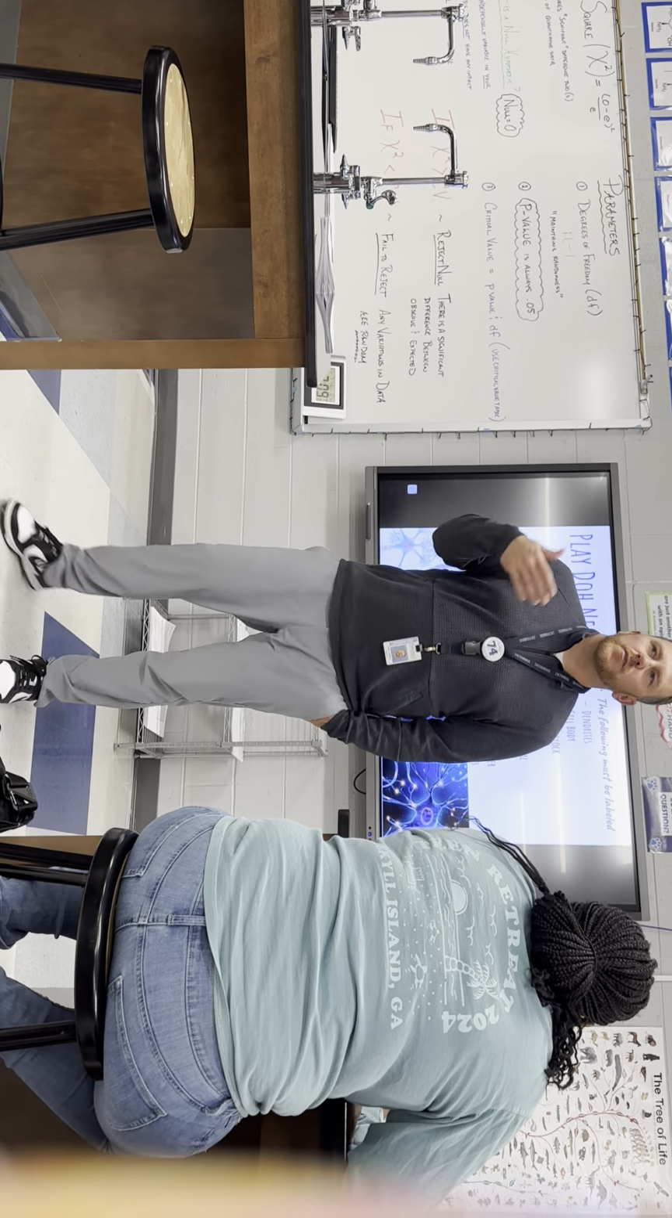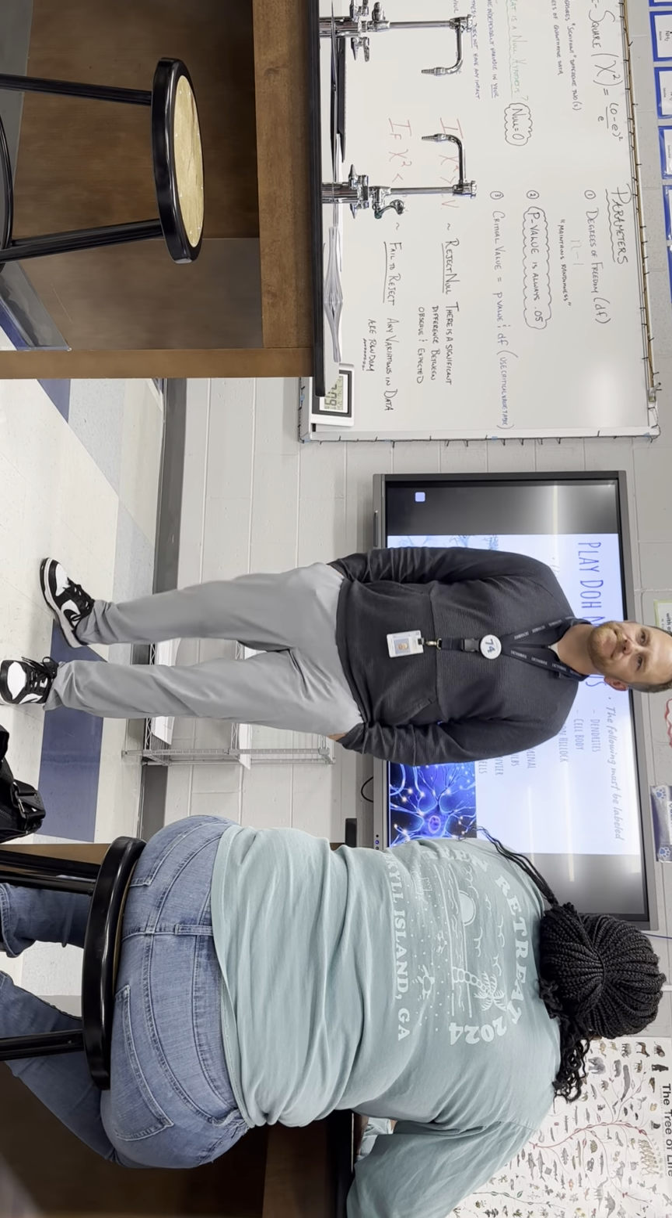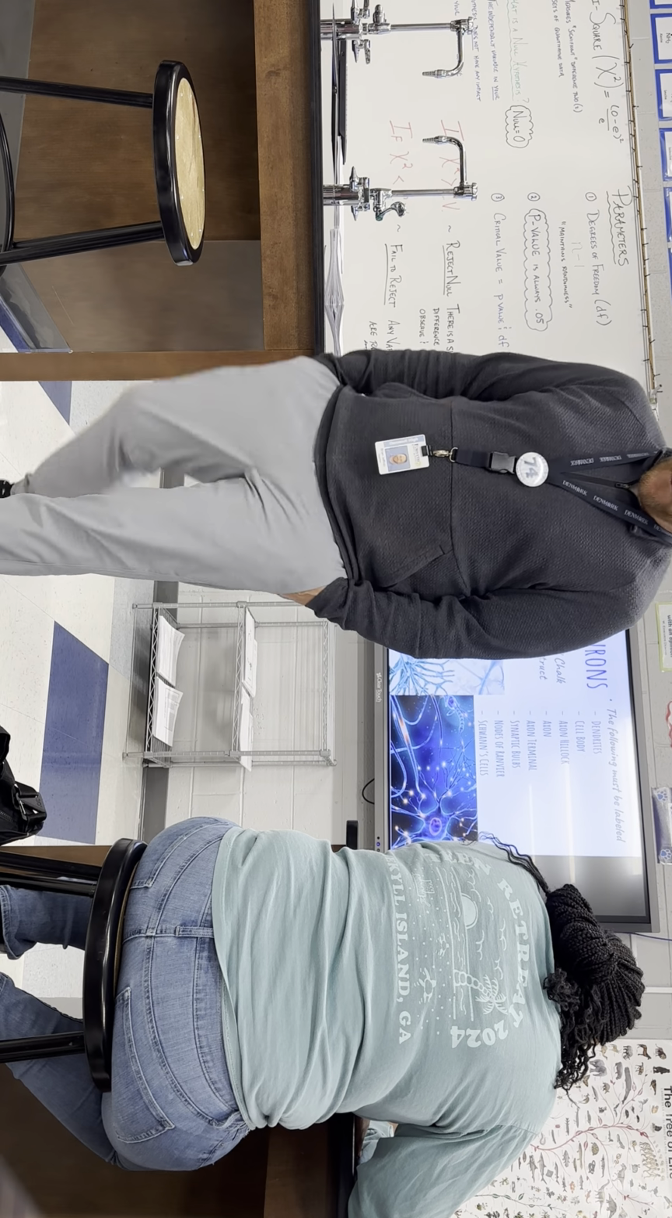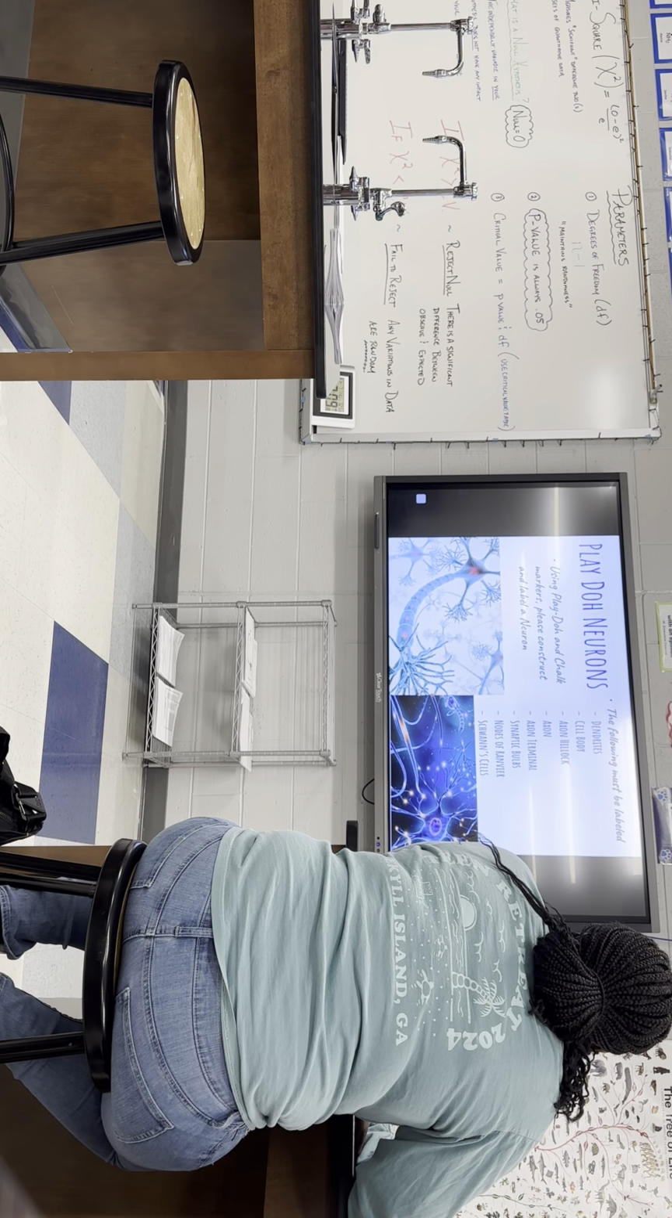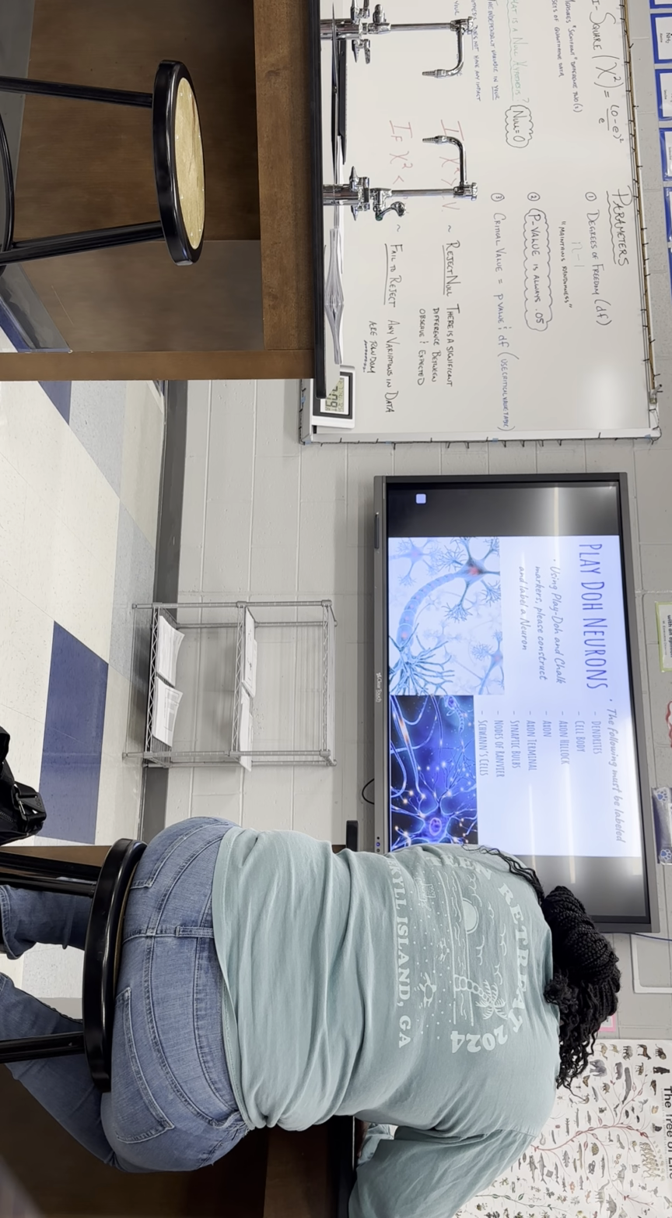So, which area within the entire neuron is where you will see the sodium-potassium pump being activated? So what area or areas, plural, would you find the sodium-potassium pump?